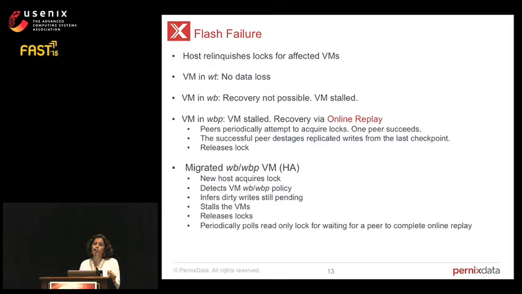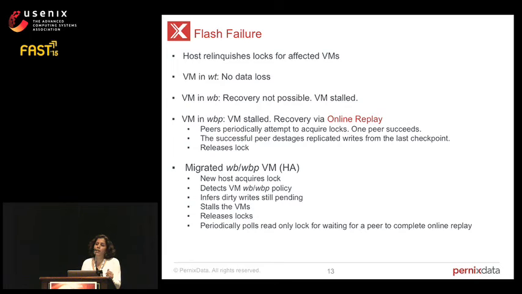If there were any VMs whose writes had been replicated to peers, recovery is instrumented through a process called online replay. The peers periodically attempt to acquire the on-disk lock for the VMs whose writes they are replicating. Since the primary host whose flash has failed has relinquished the lock, one of the peers acquires the lock, and the ownership is again arbitrated by the virtual machine file system. So the peer that succeeds destages its replicated writes from its host flash for the affected VM onto SAN. And once it is done, it releases the lock. So the VM's dirty data is now on SAN.